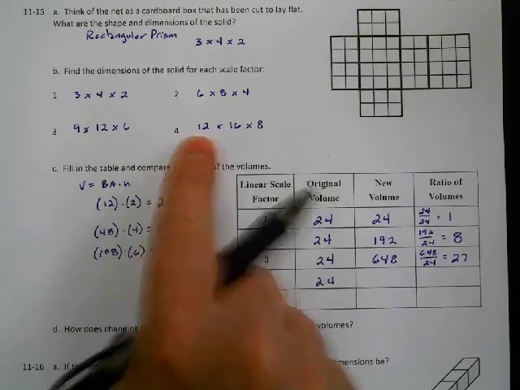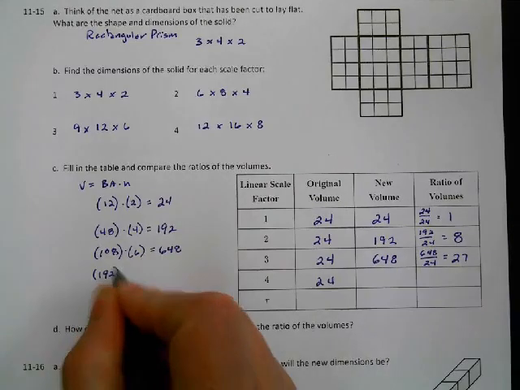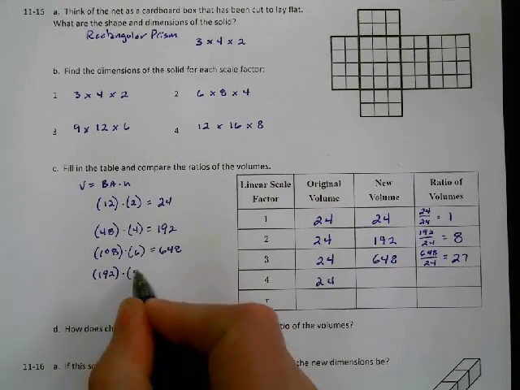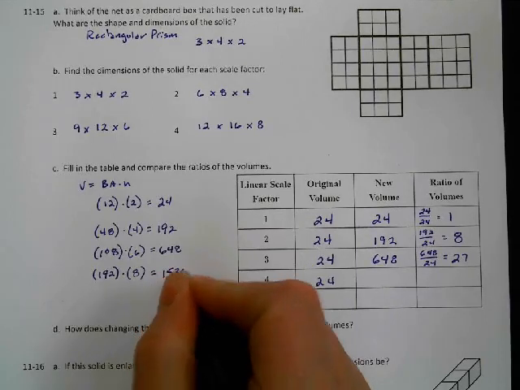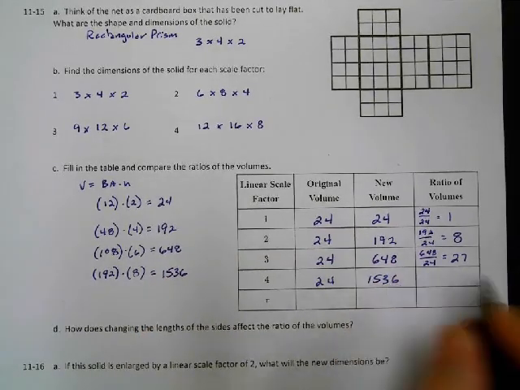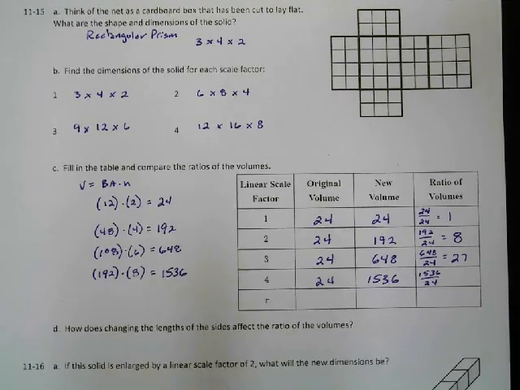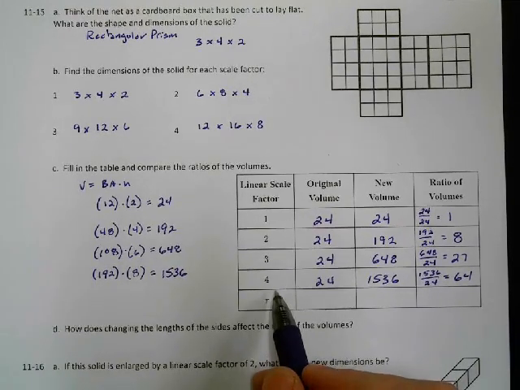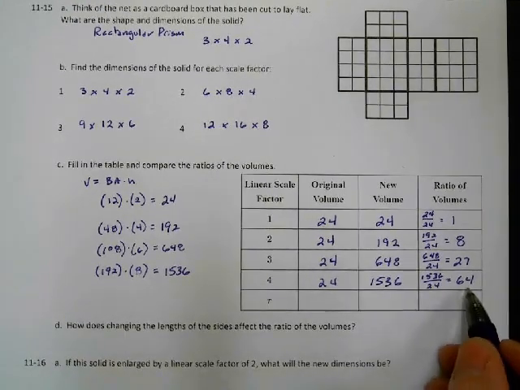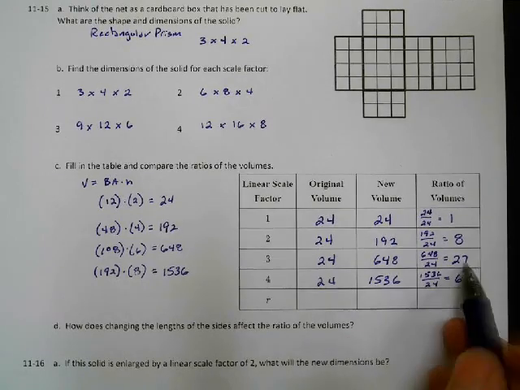Let's keep going one more time. 12 times 16 is 192, times the height of 8. I need a calculator for this one. 1536. All right, so now I'm going to look for the ratio of the volumes. If I divide by 24, I get 64. So when the linear scale factor, that's the ratio of the lengths of the sides, is 4, we see that the ratio of the volumes is 64. So you see what's happening here? 1, 1, 2, 8, 3, 27, 4, 64.